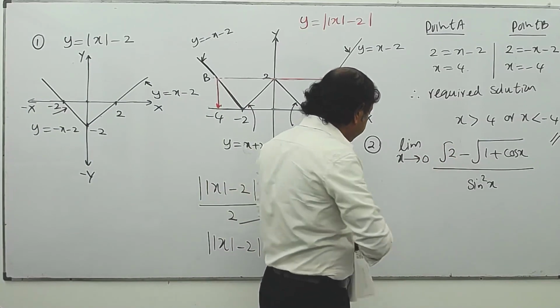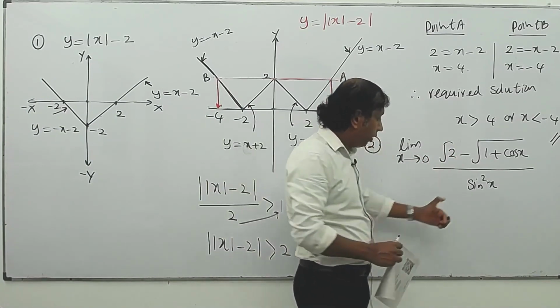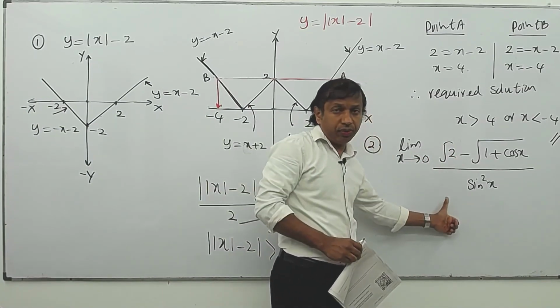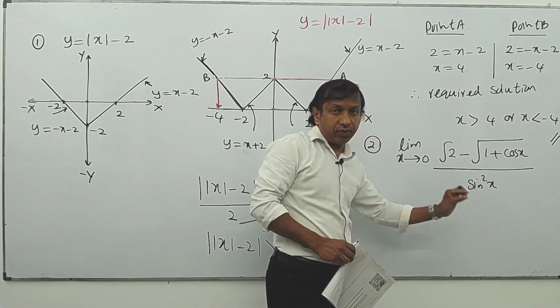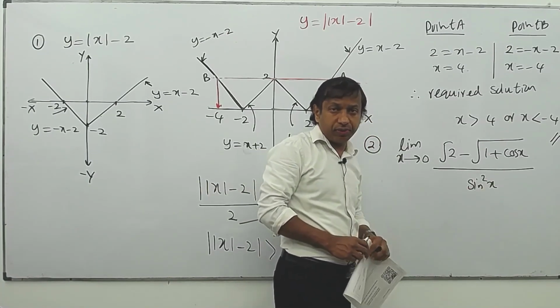And in the meantime, this sin squared x we can write as 1 minus cos squared x. That 1 minus cos squared x we can factorize as 1 minus cos x, 1 plus cos x.